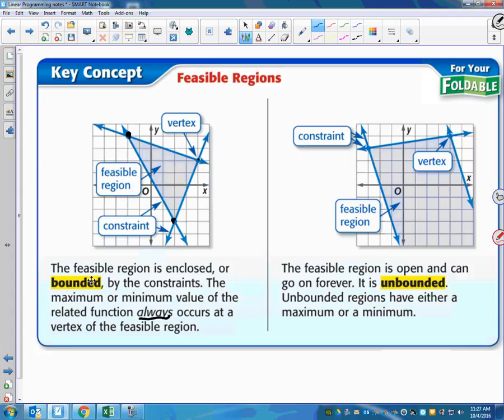So think about this one for a minute. Looking at this, do you think this one's going to have a maximum value and no minimum? Or you think it's going to have a minimum value and no maximum? What do you think? I'm just going to sit here and wait.